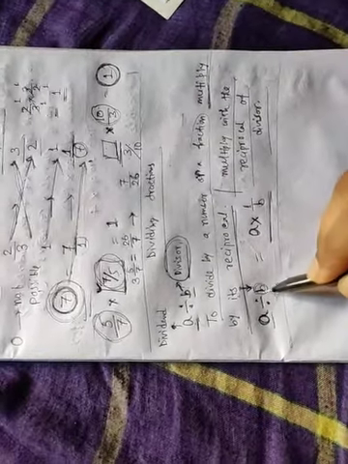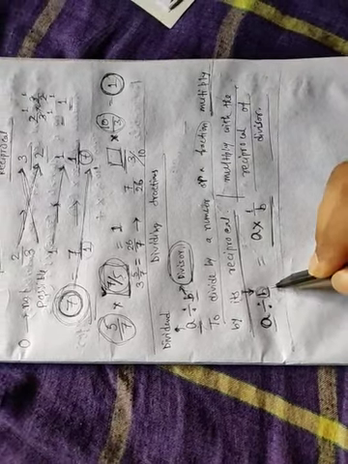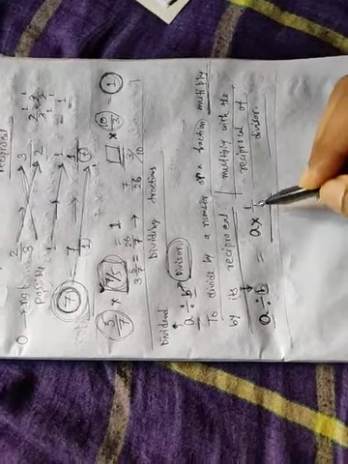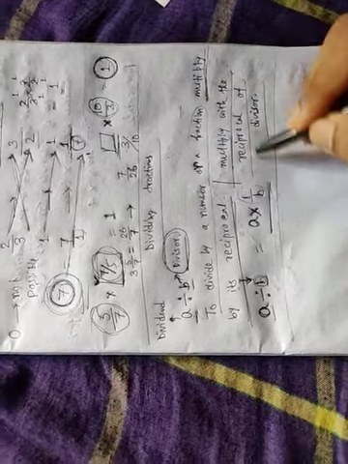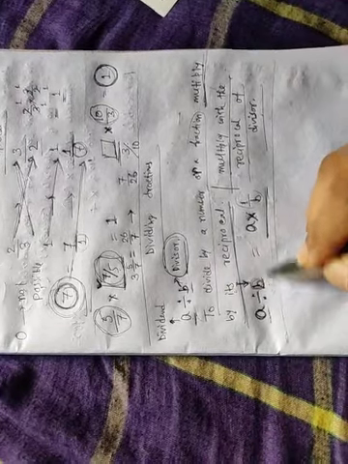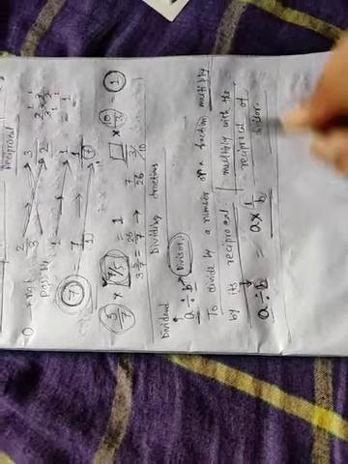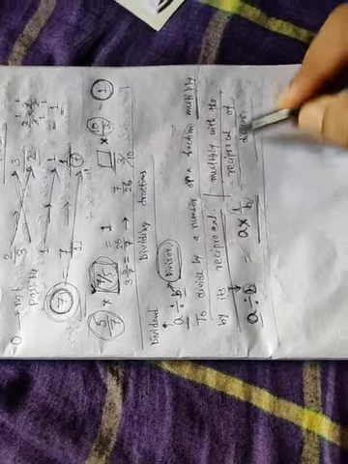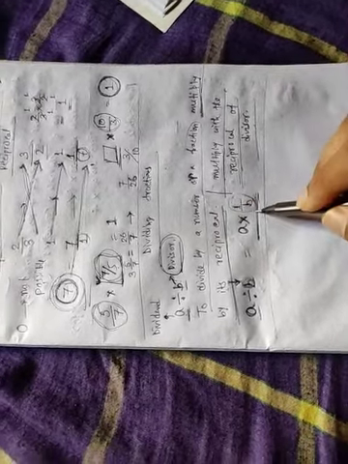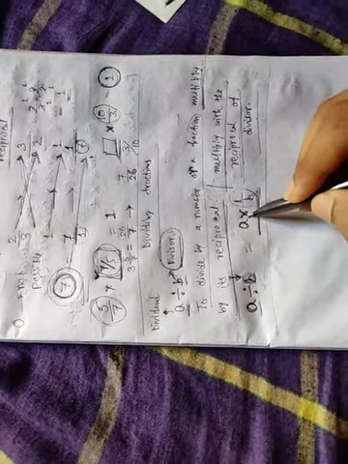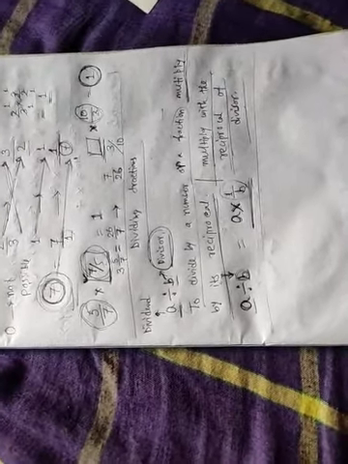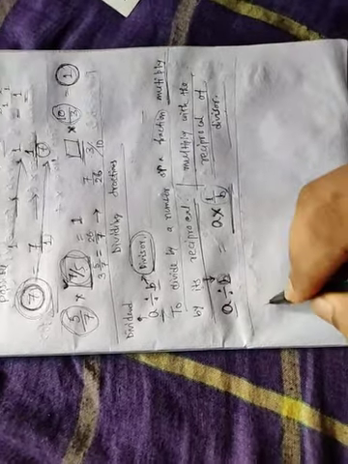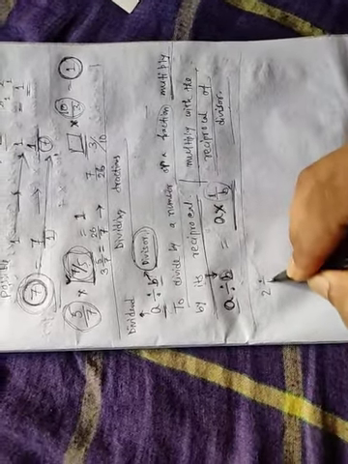See, here a divided by b, b is the divisor. So what have I done? a into 1 by b. That means I have done the multiplication with the reciprocal of the divisor. Here the divisor is b and 1 upon b is the reciprocal of b. So division means multiplication, but multiplication with the reciprocal of the divisor. Clear?